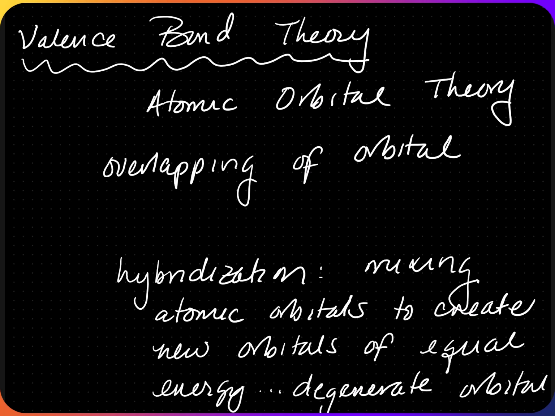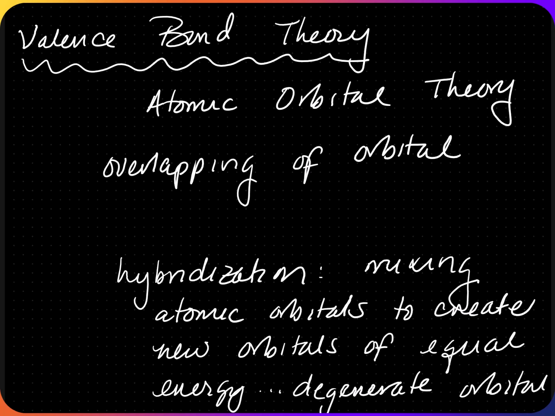So you will not see an s orbital as a sphere. You will not see a p orbital as a dumbbell. But together they will be hybridized. And this mixing of atomic orbitals creates new orbitals of equal energy. New hybridized orbitals are called degenerate orbitals.